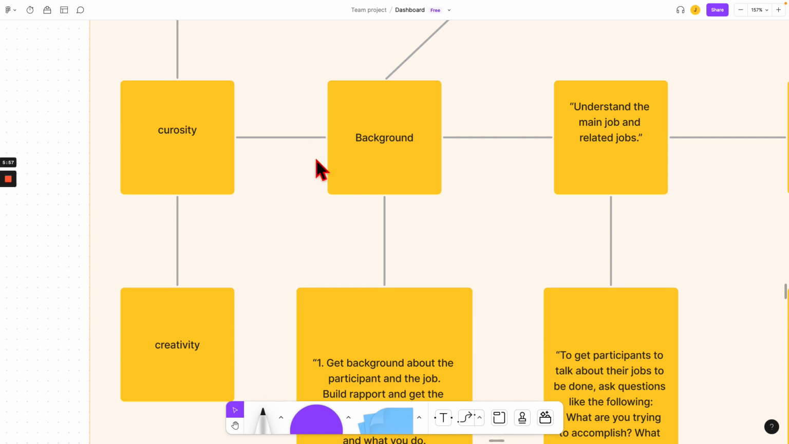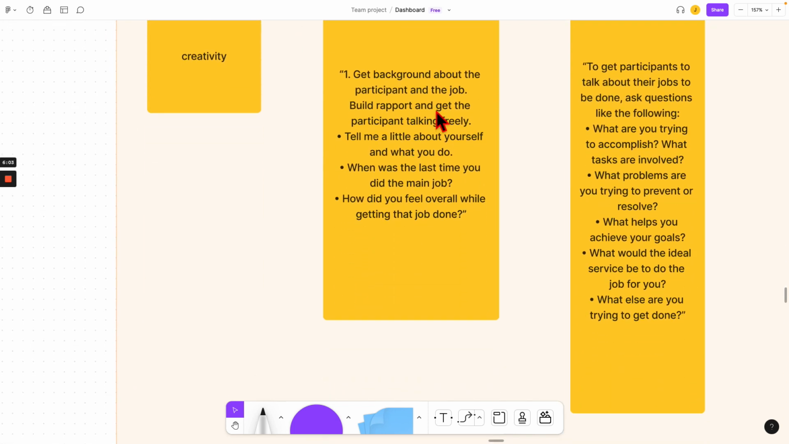So we have to establish the background. Without the background, you won't know what's going on inside your business. You won't understand your customer. So get the background about the participant and the job. You want to build rapport quickly and effectively? Tell me a little about yourself and what do you do? And when was the last time you did the main job? Don't say main job. Replace this with whatever they've given you there. And ask them, how did you feel?